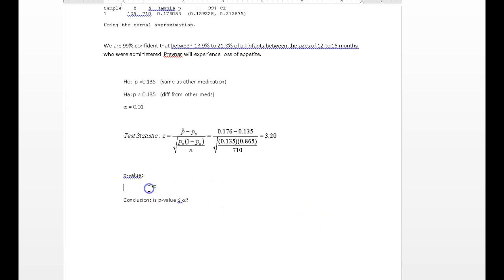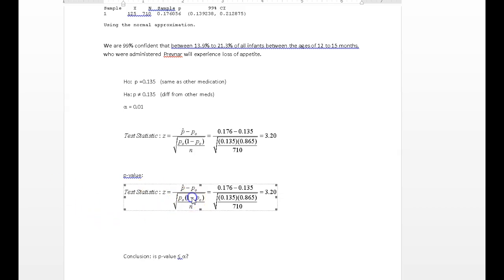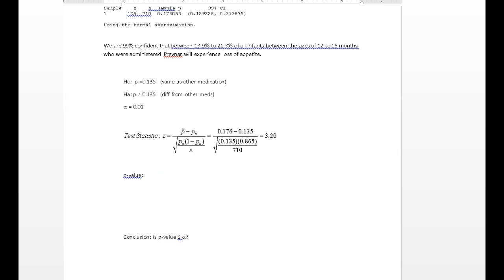Because this is a two-tailed test, my p-value is going to represent, I've got it here and then I'll show it to you in Minitab. Okay, there's my p-value. So the area to the right of 3.2 is this. Because this is a two-tailed test, I need to multiply it by 2. And 0.00137 approximately is my p-value.